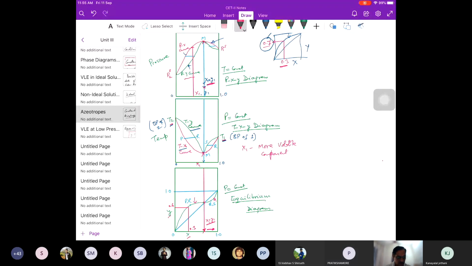Okay, so in this case we plot temperature versus x and y. What you'll get is a composition of azeotrope which boils at a temperature which is less than the boiling point of component 1 and the boiling point of component 2, both. Can you see this temperature? This temperature is less than T1 and less than T2. Can you see this? And that is why it is called a minimum boiling azeotrope.